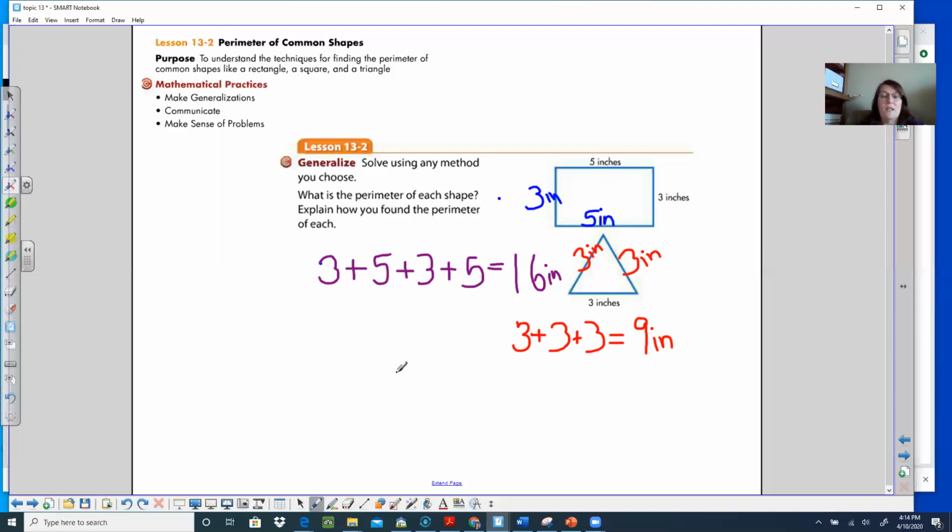And how did we find the perimeter? I'm going to type that because it would take too long. I added up the lengths of the sides. And my spacebar does not work very well. There we go.